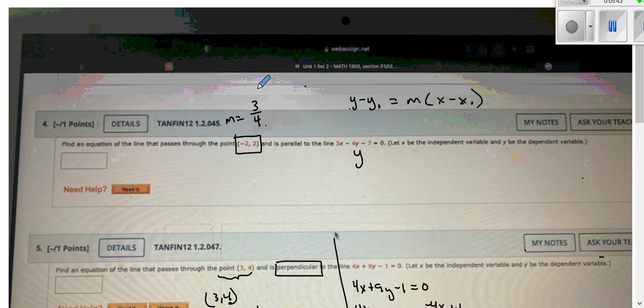So the m is right here. This x and y is my x1 and my y1. So y minus, and then y1 is 2. So y minus 2 equals m, 3/4, times x minus a negative 2. Minus a negative 2 is plus 2. Minus a negative is the same thing as adding. And then I don't know what your teacher expects. You could possibly leave it this way.